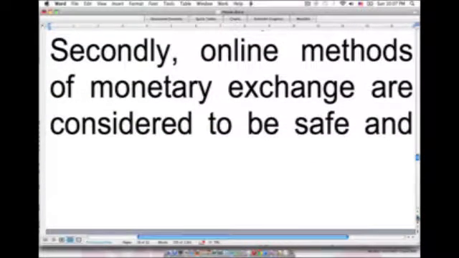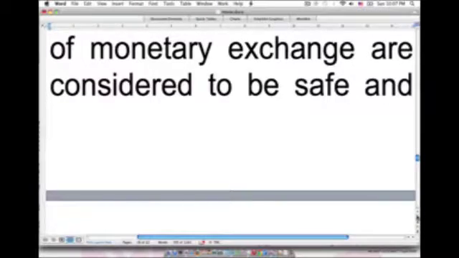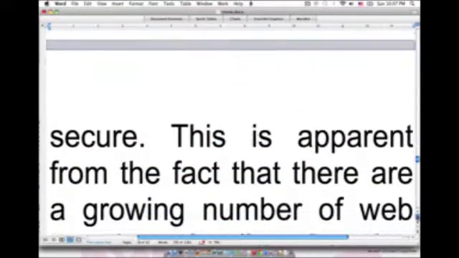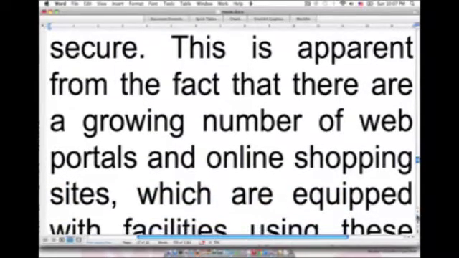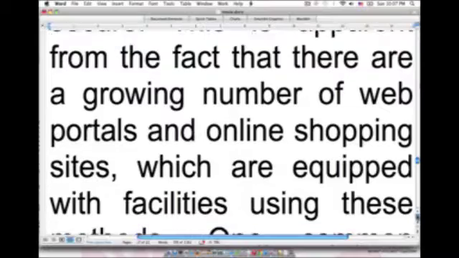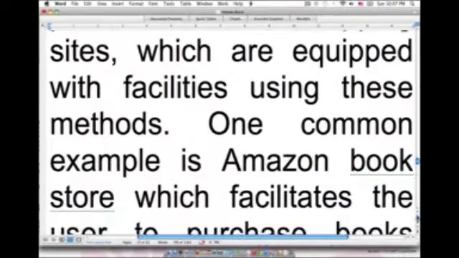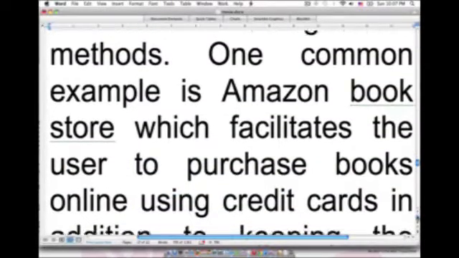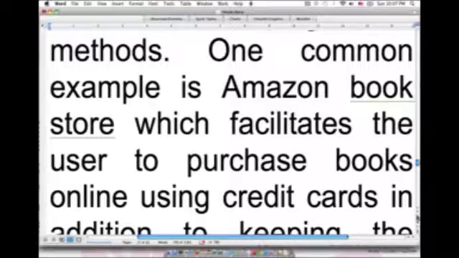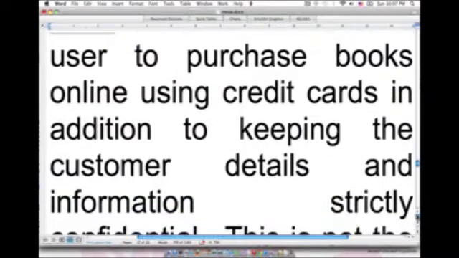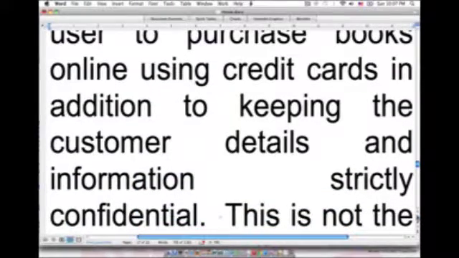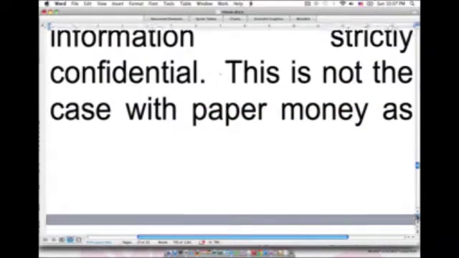Secondly, online methods of monetary exchange are considered to be safe and secure. This is apparent from the fact that there are a growing number of web portals and online shopping sites, which are equipped with facilities using these methods. One common example is Amazon Bookstore, which facilitates the user to purchase books online using credit cards in addition to keeping the customer details and information strictly confidential.